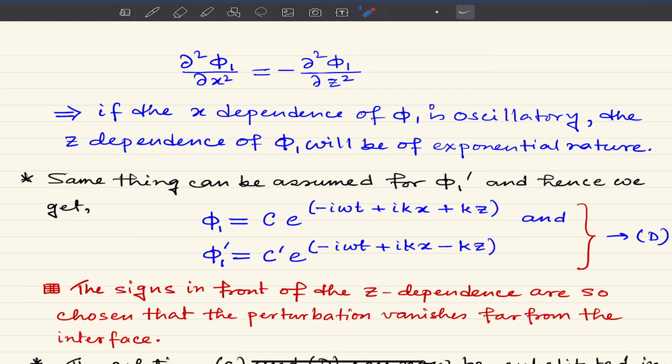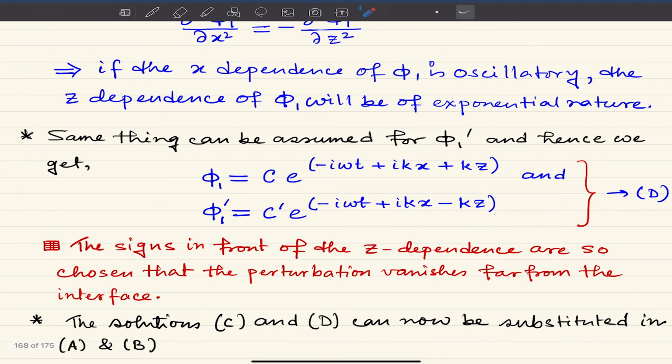So phi 1 can be written as C times e to the power minus i omega t plus i kx plus kz, and phi 1 prime can be written with another constant C prime, e to the power minus i omega t plus i kx minus kz. Now we can easily understand why there is only kz and minus kz, but why there is plus and minus, that we cannot understand now.